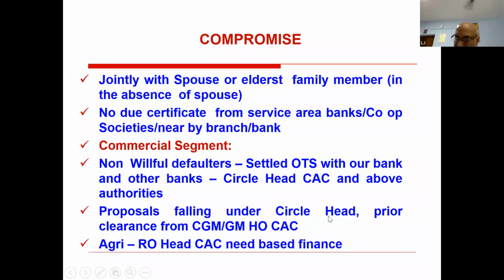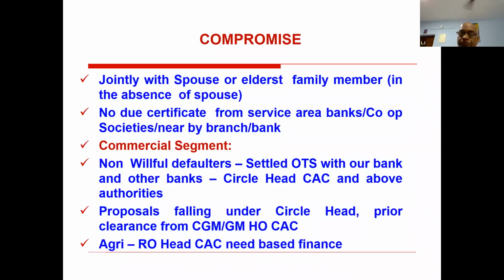So for all the circle head sanctions, prior clearance is to be obtained from GM, CGM, HOCAC. If the loan is sanctioned by them, no prior clearance is required. If the loan is sanctioned by circle head CAC, then prior permission is to be obtained from CGM or GM, HOCAC. If these loans are sanctioned by GM, CGM, HOCAC or above authorities, they need not get permission from any other authority.